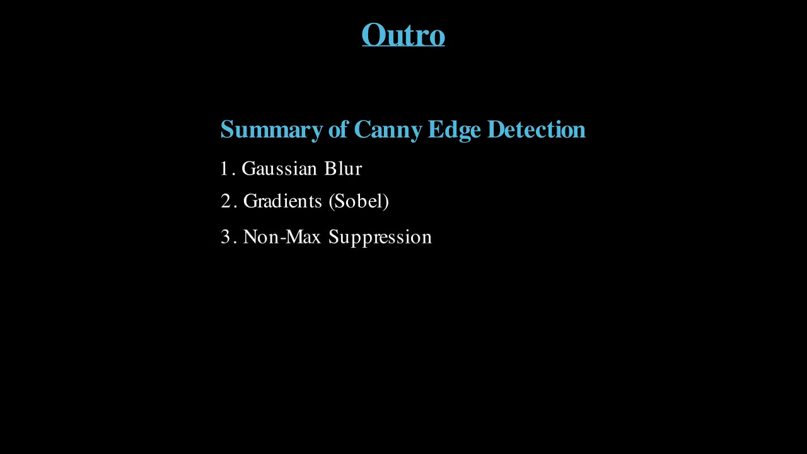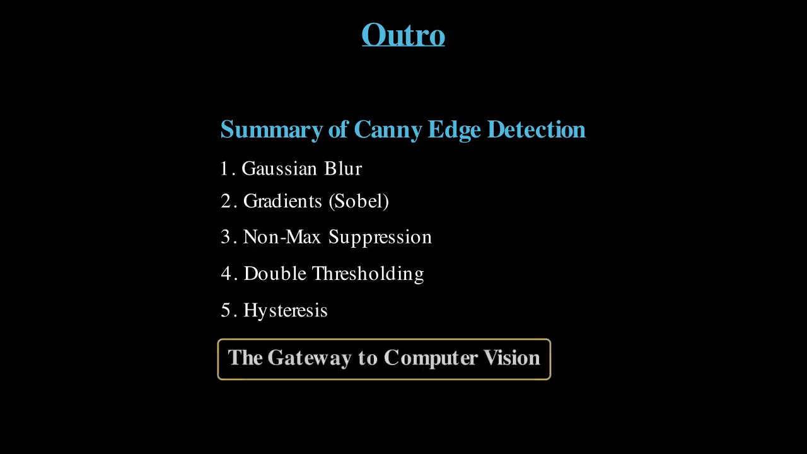To summarize, the Canny Edge Detector is a robust 5-step process: Gaussian blur, gradient calculation, non-maximum suppression, double thresholding, and hysteresis. By carefully filtering out noise and intelligently tracking lines, it extracts clean, precise boundaries from chaotic real-world images. Whether it's medical imaging or facial recognition, understanding edge detection is your first crucial step into the incredible world of computer vision.